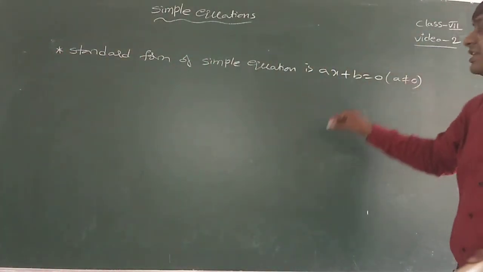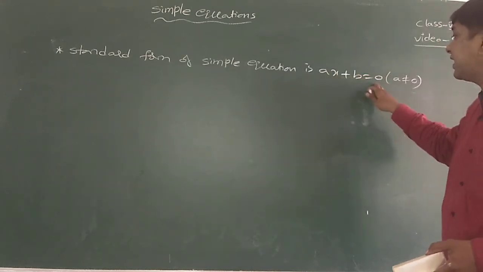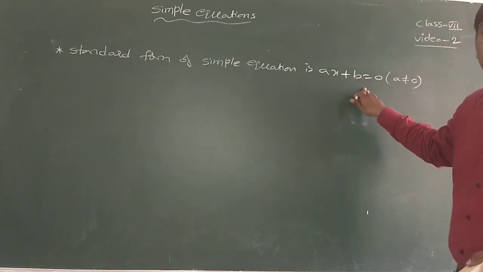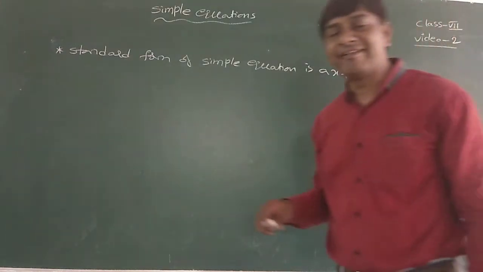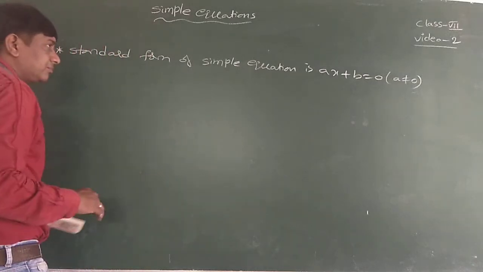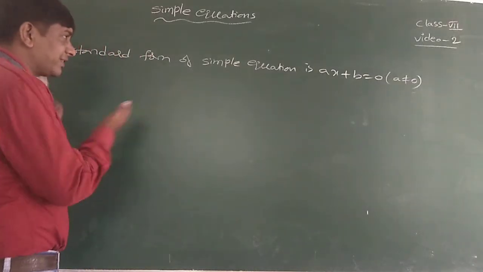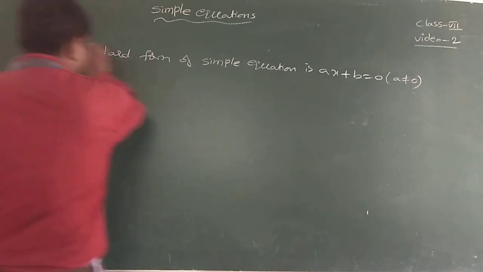Any value which is substituted in the place of the variable and makes the condition true is called a solution of the equation. Solution of the equation means the left side and right side should be the same. I already gave this in the previous class also.